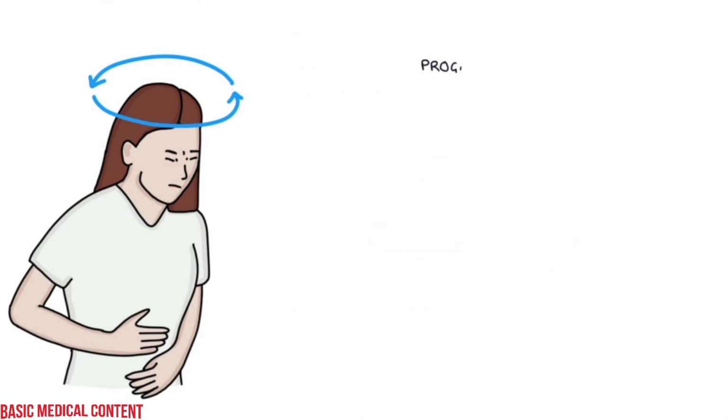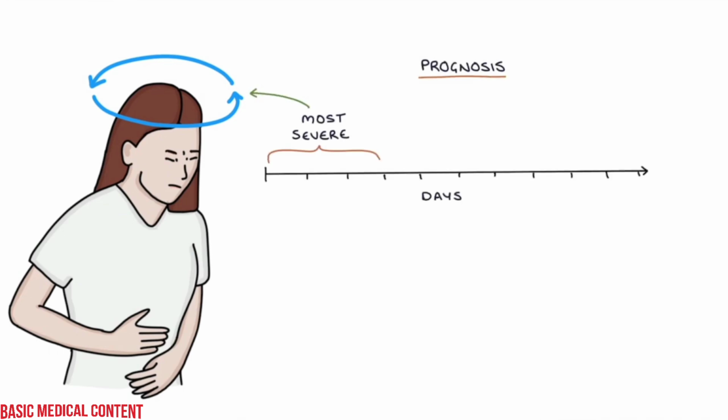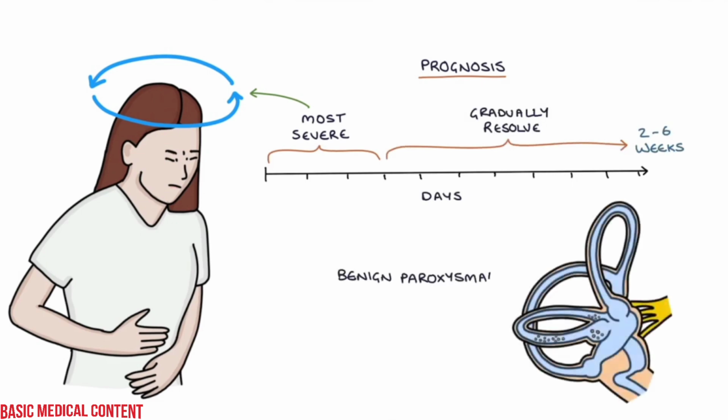Finally, let's talk about the prognosis. Symptoms are most severe for the first few days, after which they gradually resolve over the following 2 to 6 weeks. Benign paroxysmal positional vertigo, or BPPV, may develop after vestibular neuronitis.